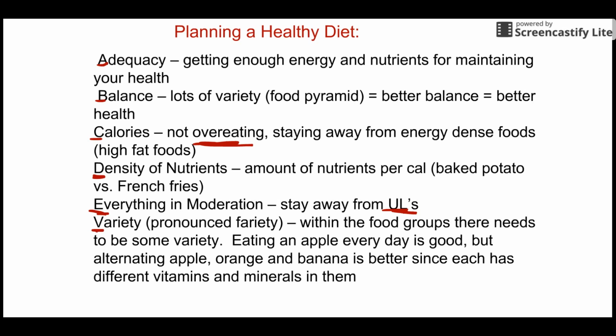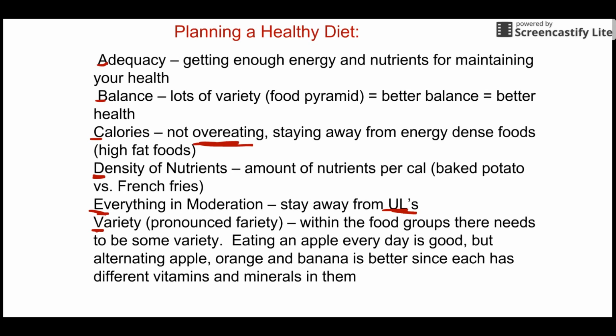And variety. This tries to stress the idea that even within a food group, you want some of everything. So let's start with just general variety. On your plate, if you're having a healthy meal, you should have some fruit, veggie, some dairy, some meat, some grain on every single meal. Okay, that would be ideal.